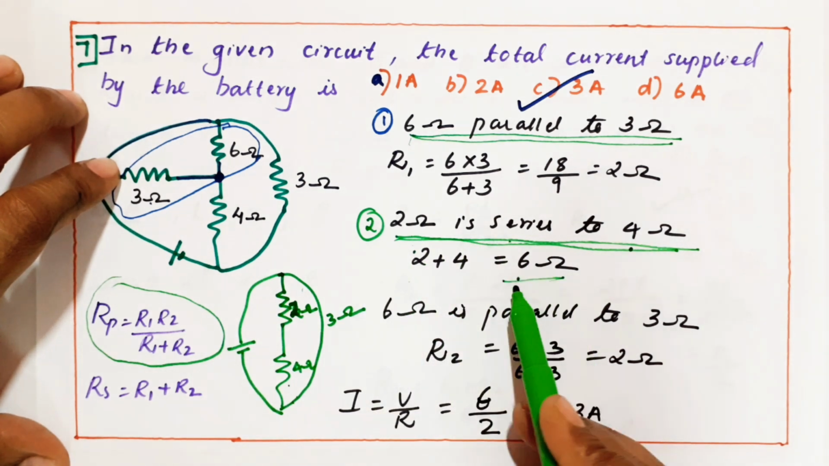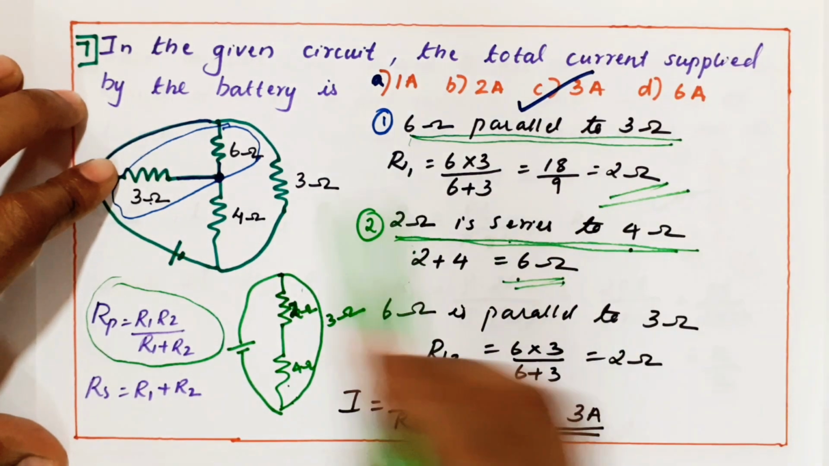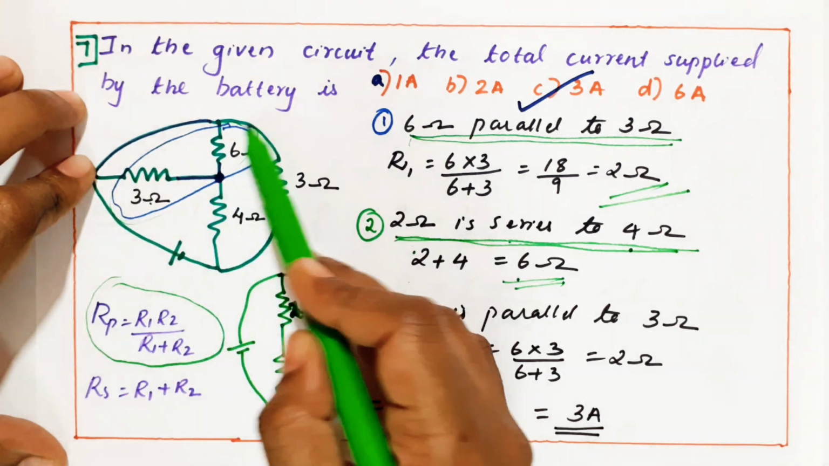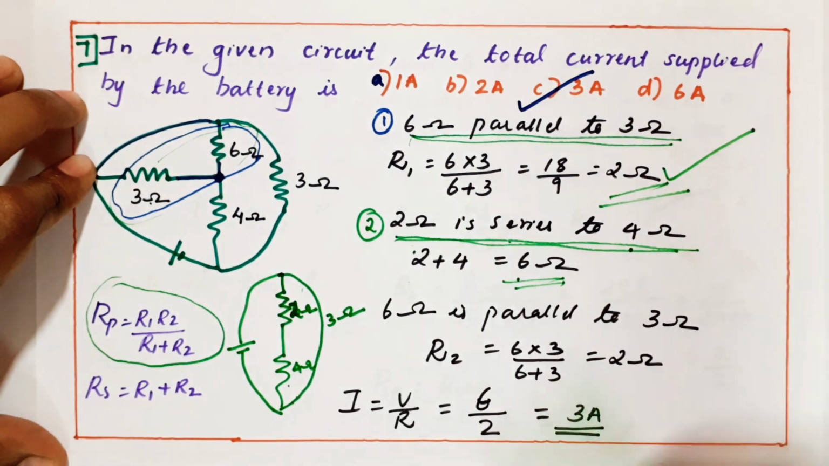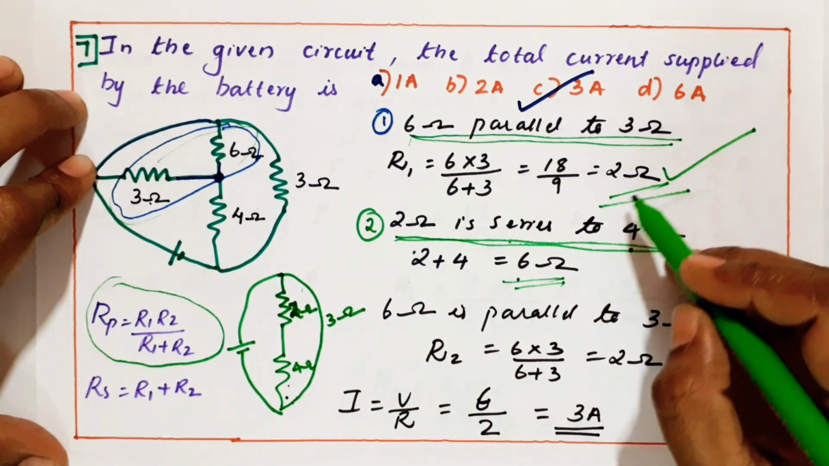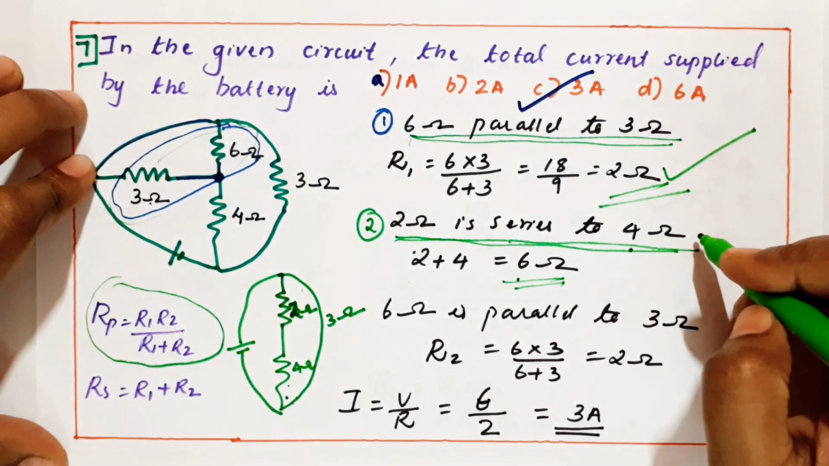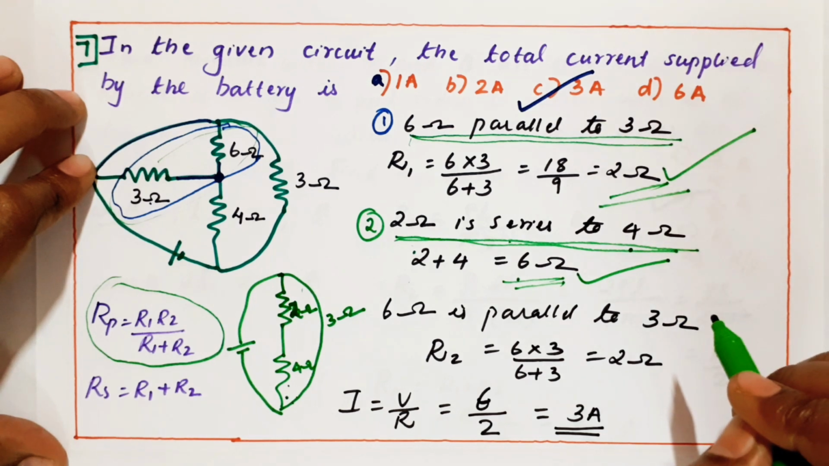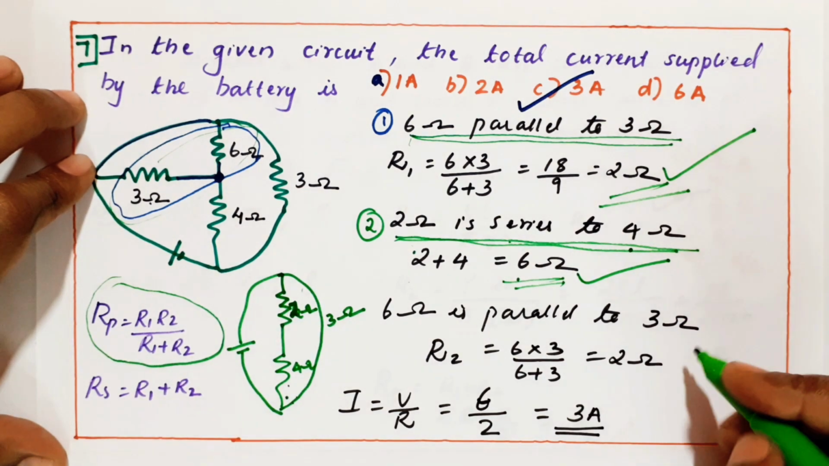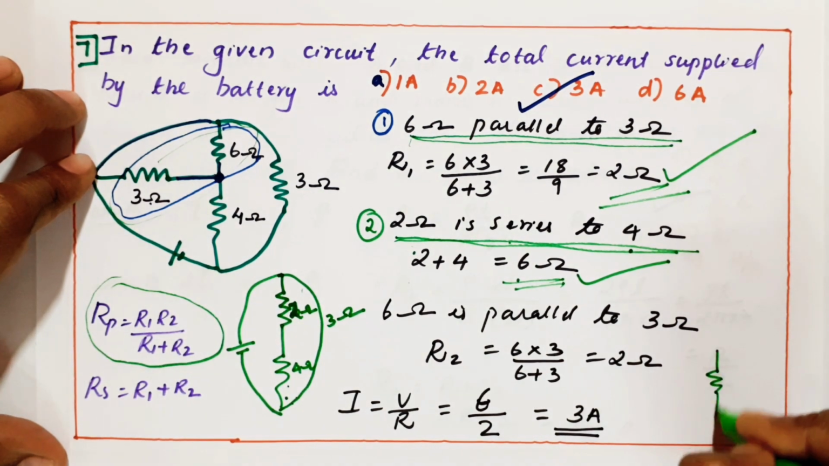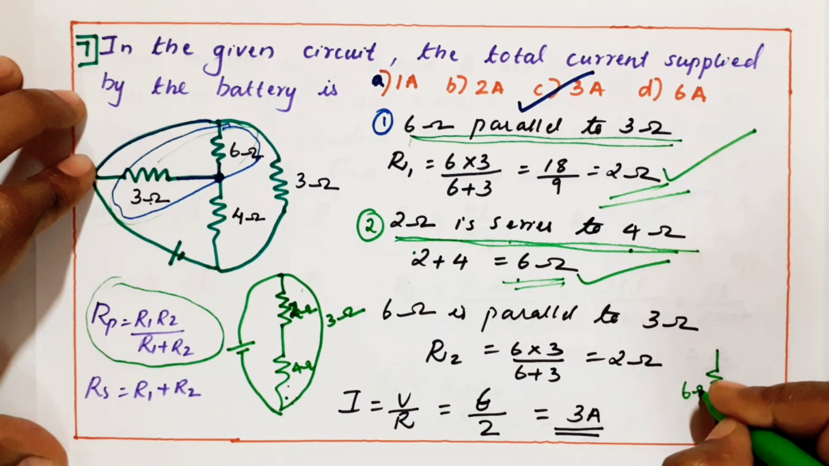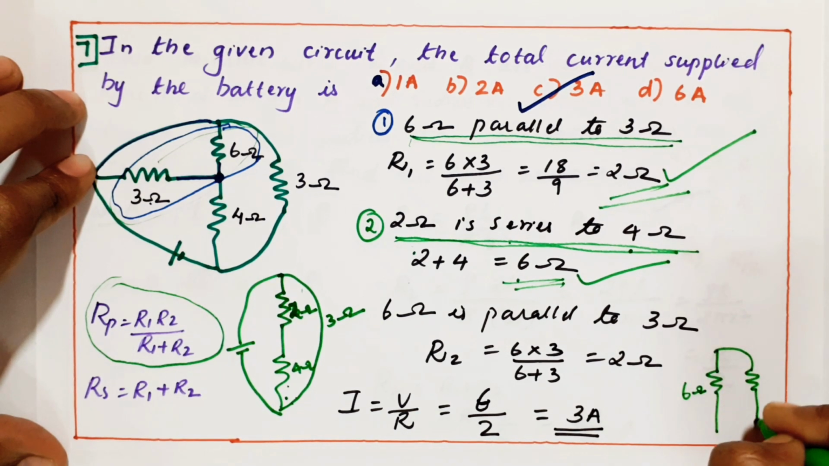6 ohm. I repeat, first what I did is these two are in parallel, and I got an answer of 2 ohm. Then this 2 ohm and 4 ohm are in series, and we get 6 ohm again. Now, if you check again, here we get a 6 ohm and here we get a 3 ohm.